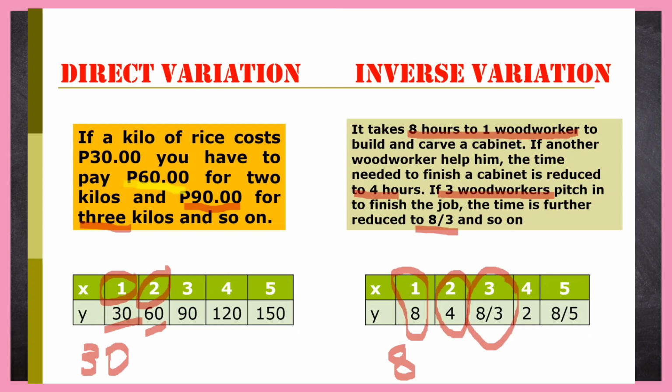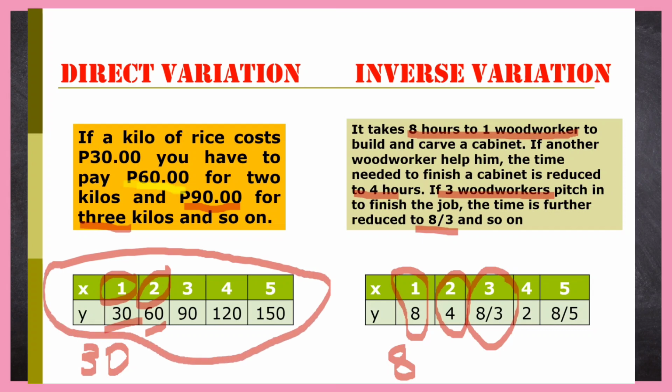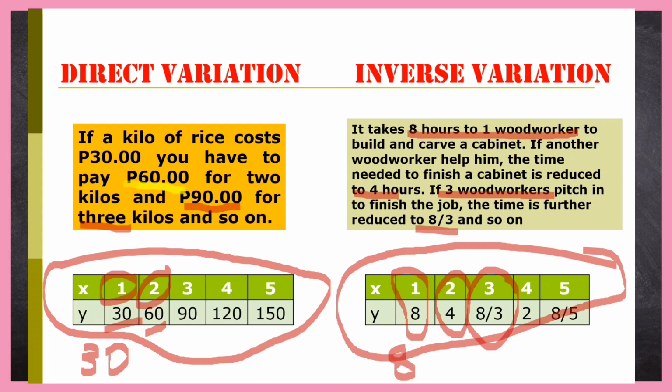So, kung napansin nyo, if x increases in value, ano yung napansin nyo sa y? So, y decreases naman. Kabaligtaran naman siya ng direct variation. Dito sa direct variation natin, kung napansin nyo yung table of values, if x increases, y also increases. While dito sa inverse variation na table of values, if x increases, then the value of y decreases.